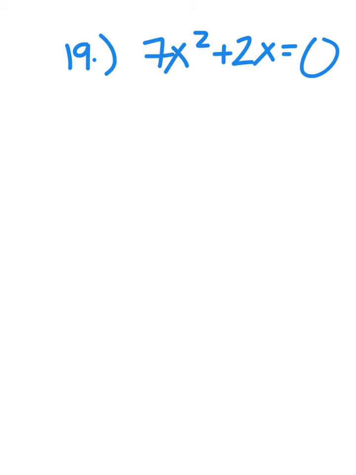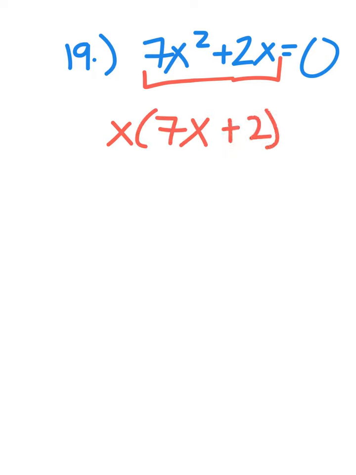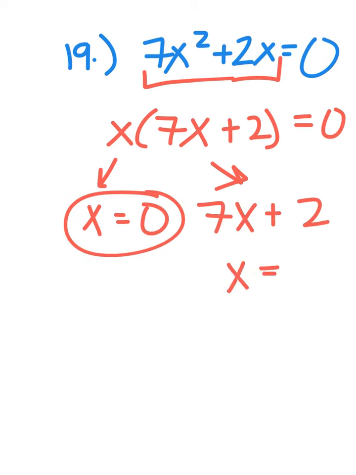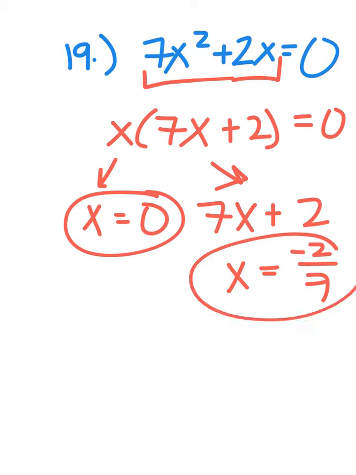So number 19 is the same as 17. I don't have a c value, so I don't need to do AC method. All I need to do is make one group, factor out what they have in common, which is x. Now it's in factored form, so I just use the zero product property to make my two equations, and I get my two answers that x is 0 and x is negative 2/7.